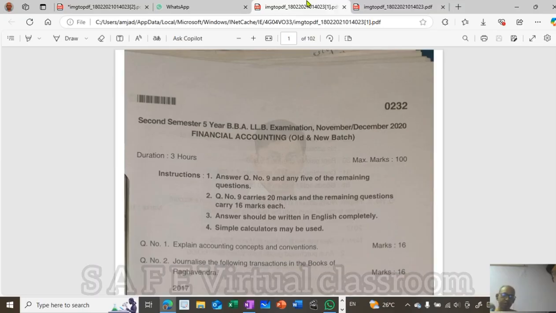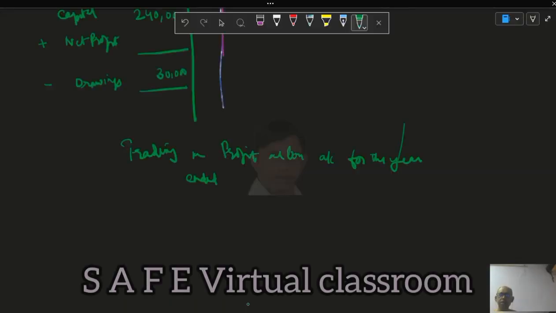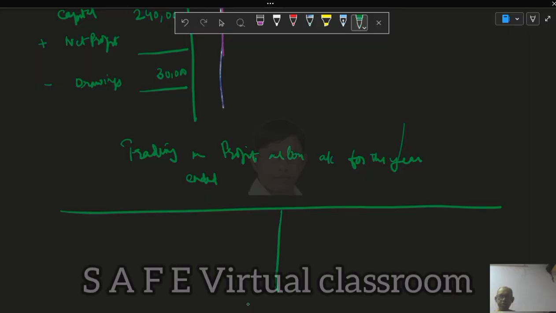Okay, so what you will do is the rest of the problem on your own. Wait one minute, I'll just show you how to do it. See, you have to write the heading like this. You can see now on the screen. Heading: trading and profit and loss account for the year ended.